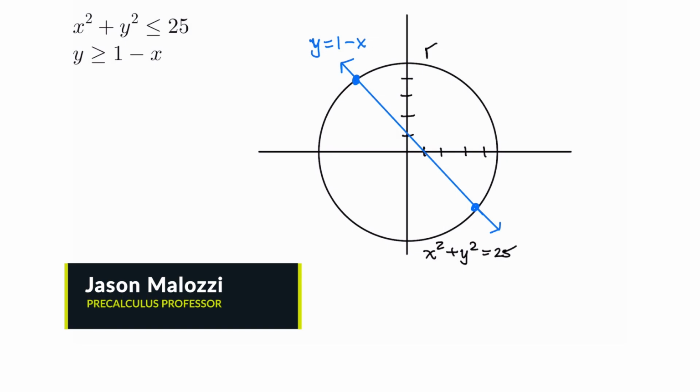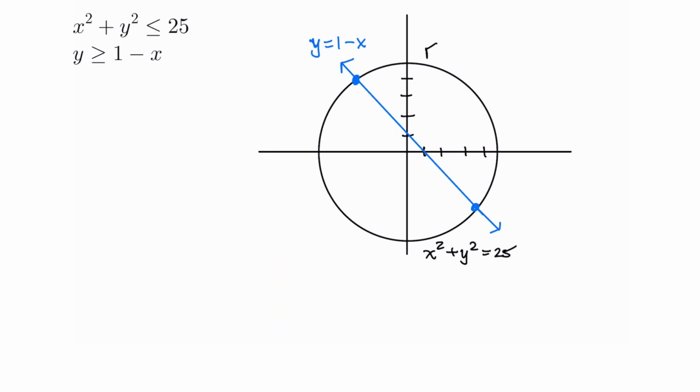What we're going to do in this video is find the solution set for the system of inequalities given by x squared plus y squared is less than or equal to 25 and y is greater than or equal to 1 minus x. So remember, talking about the first inequality, x squared plus y squared less than or equal to a number, as long as that number is positive, means that we want all points inside of that circle. X squared plus y squared equals 25 is a circle whose radius is 5. So we want all the points that are within that circle.